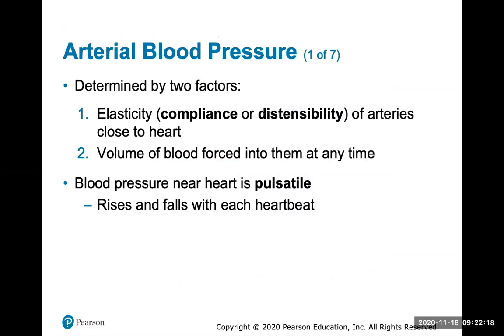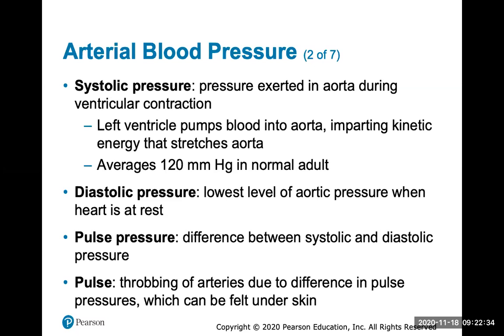Arterial blood pressure is determined by elasticity, which is the stretching or distensibility of arteries close to the heart, and the volume of blood forced into them at any time. Blood pressure in the arteries is pulsatile, so it will rise and fall. Systolic pressure refers to the pressure exerted when the heart contracts. Diastolic pressure is the pressure when the heart is at rest. Pulse pressure is the difference between systolic and diastolic pressure. The pulse is the throbbing of arteries due to these different pressures.